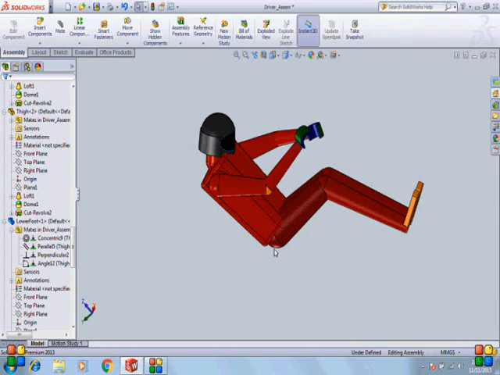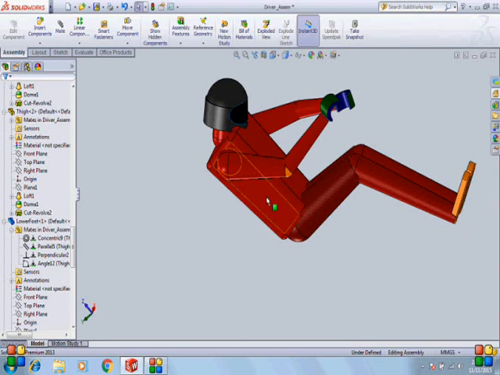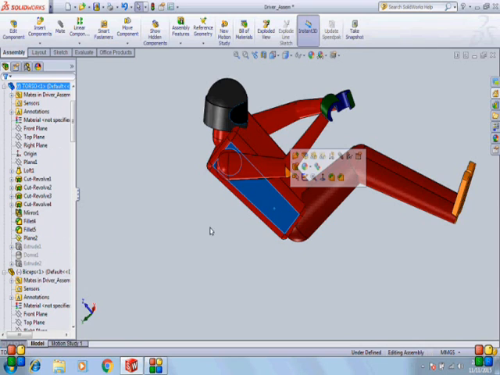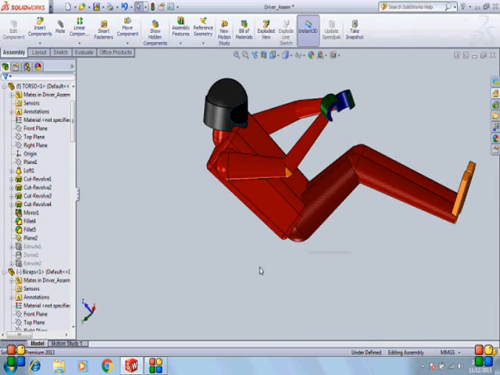Now the very fundamental part of any human body is the torso. You can visualize the torso as a kind of hub from which all the parts are connected. So if you see, this is the torso and the neck is connected, and both the shoulders are connected over here, then you have the hip joint over here. So this is the most fundamental part of the human body.